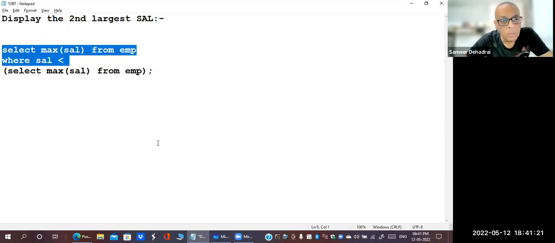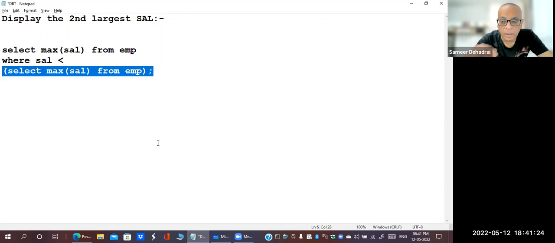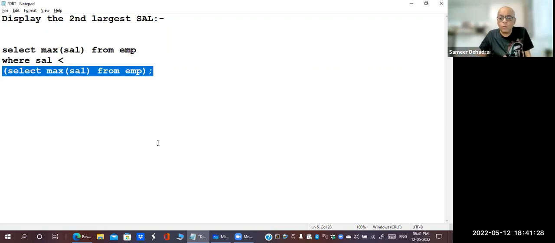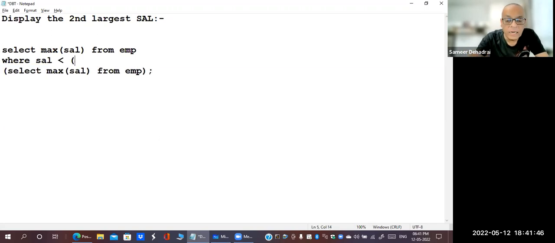Execution is top to bottom. Execution is left to right. But you will observe, we have given the subquery in brackets. Anything that you specify in brackets will have the highest priority. So first, my subquery will execute. Select max of sal from EMP will return the largest sal. In our case, it is 9,000.